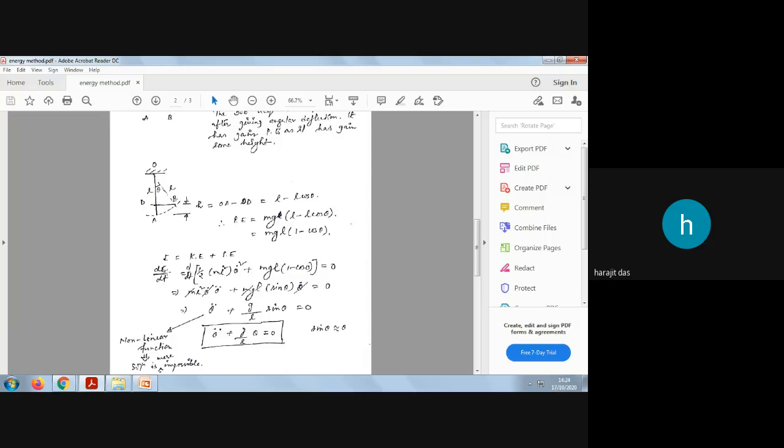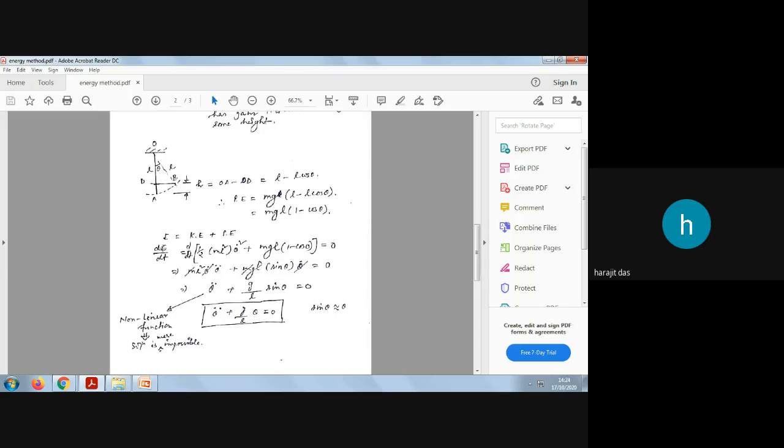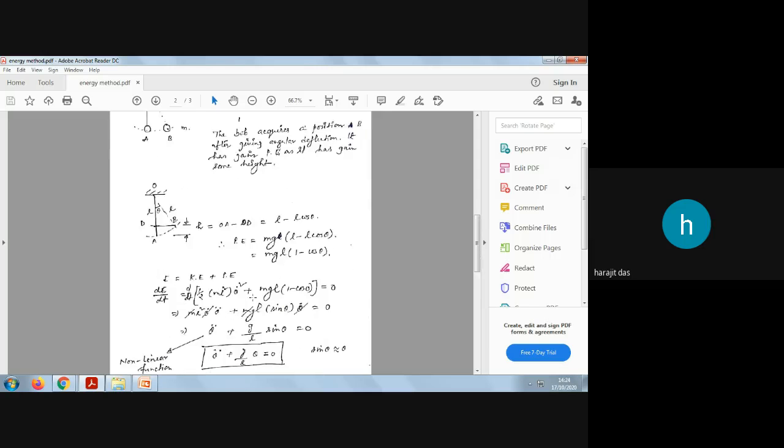So if you differentiate, what will you get? dE by dt, this is capital E. I will share the PDF file also, don't worry. So dE by dt will be equal to 0 by this principle, Rayleigh's energy principle. So d by dt of half m l square theta dot square, understood? Plus the potential energy, mgl(1 minus cos theta), will be equal to 0. Now you need to differentiate this one.